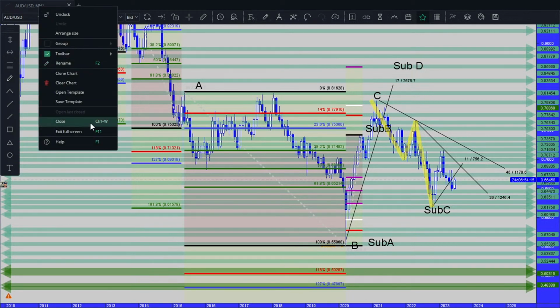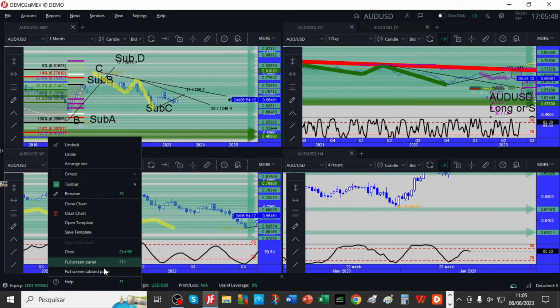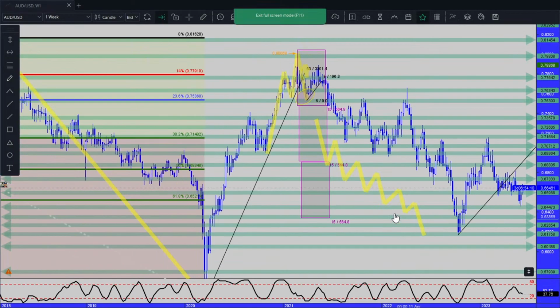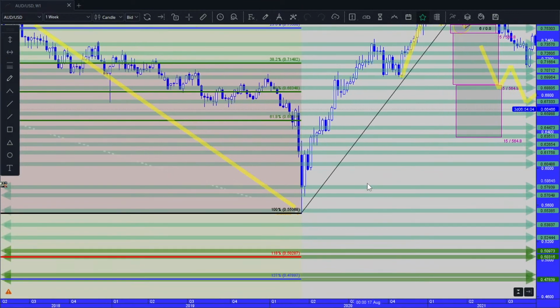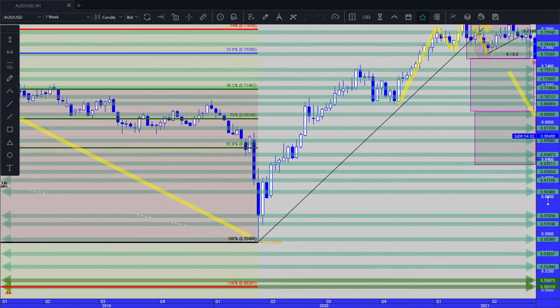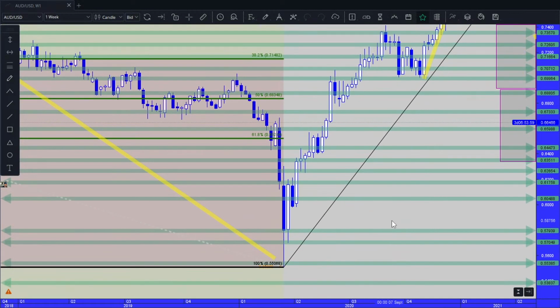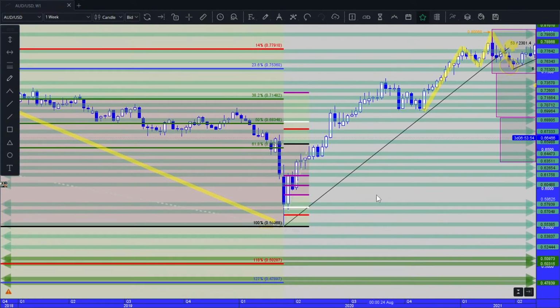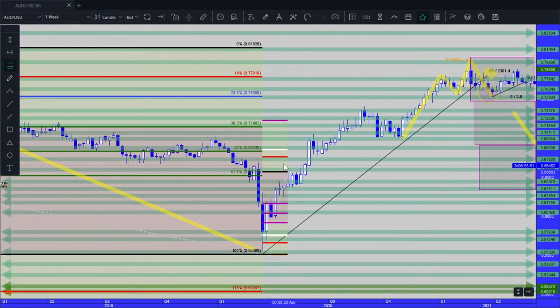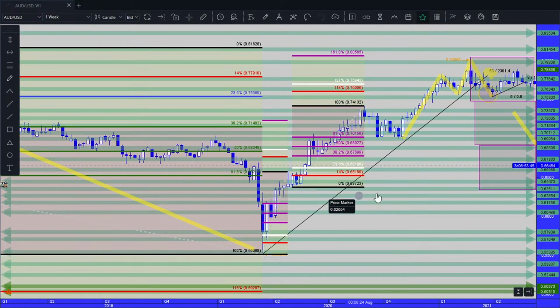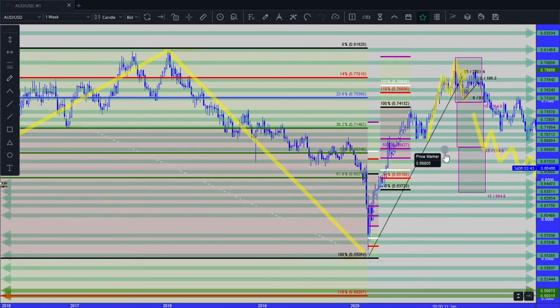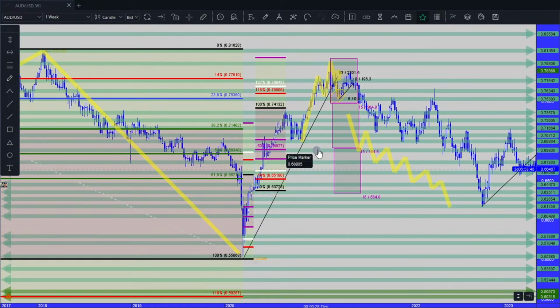Short, alright. Let's go on the weekly. Same story, same question. We are going to draw the contrarian, and so contrarian Fibonacci, sub A to sub B, and contrarian Fibonacci in here, sub A to sub B, and we don't have it anymore because the market broke our contrarian.